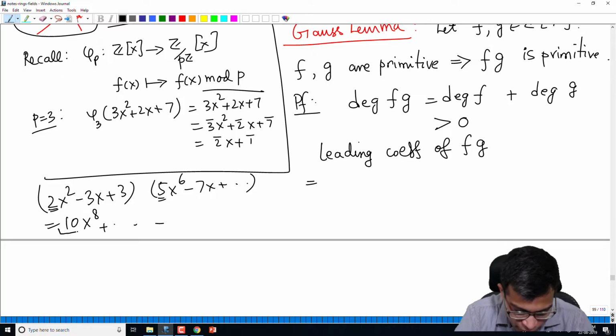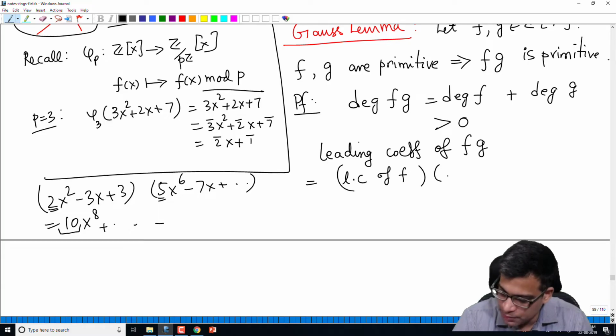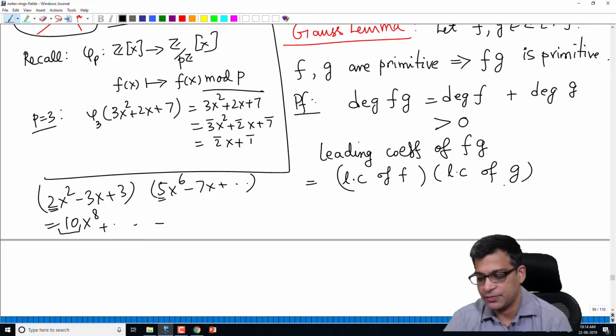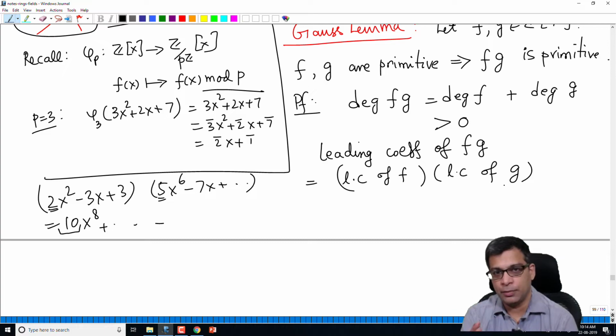So the leading coefficient of fg is the product of the leading coefficients. I am going to write this as LC of f times LC of g. LC stands for leading coefficient. LC of fg is LC of f times LC of g, because the leading term of fg is just the leading term of f multiplied by the leading term of g. So leading coefficient has this property.